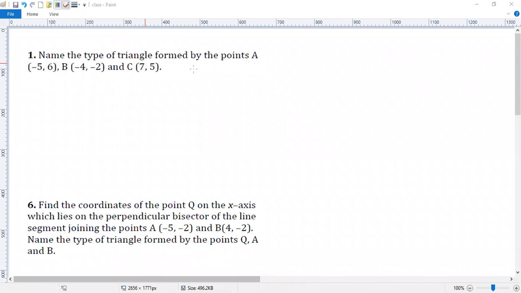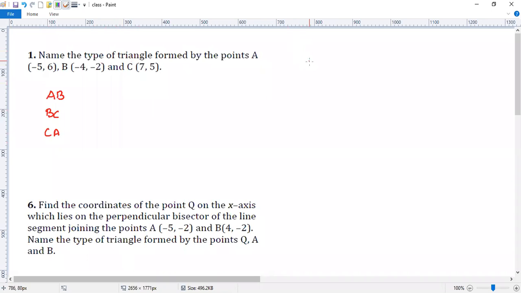Question number 1, name the type of triangle formed by the points A, B and C. So they have given us 3 coordinates A, B, C. You have to find out what type of triangle it is. So what can you do? You can find out the length of AB, BC and CA. And using these 3 lengths, you can decide what type of triangle it forms.